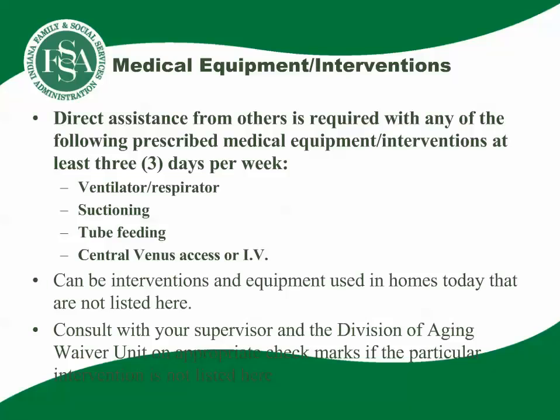The eligibility screen is a tool that was developed many years ago, and it's not been updated for a long time. The division is working on that now. But in the meantime, you might run across medical interventions that are not listed here that do require skilled nursing assistance in the absence of the primary caregiver. If that happens, consult with your supervisor and the Division of Aging waiver unit on where the closest, most appropriate check mark is that you can make, and then you'll be able to make comments that describe exactly what the intervention is.